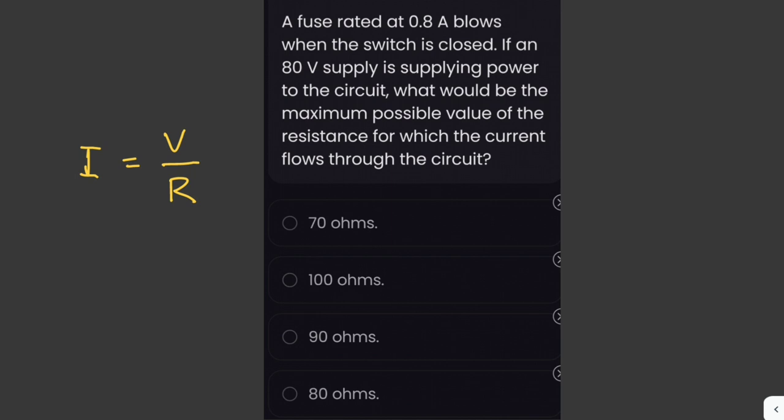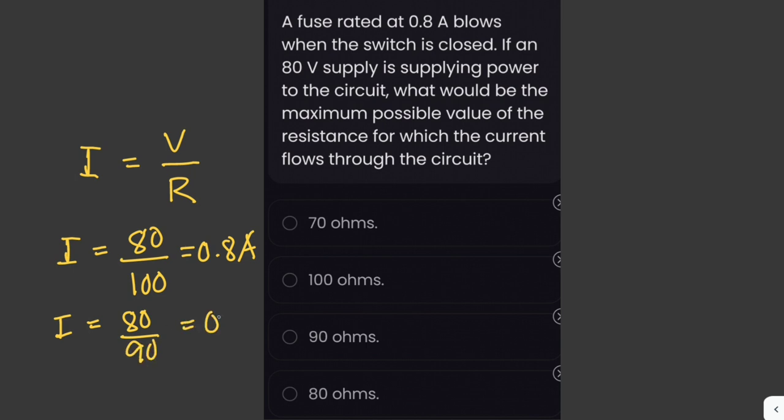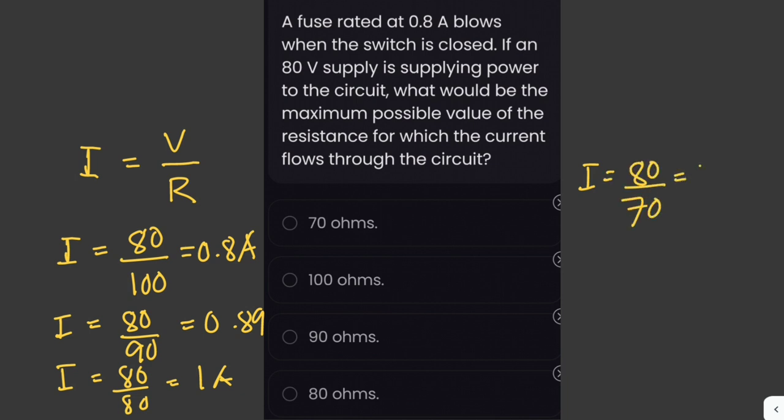Our first option gives current equal to 80 over 100, which is 0.8 ampere, which is the rated current, so the current will flow through the circuit. For the other options, we have 80 over 90, which is 0.89 ampere, then 80 over 80, which gives 1 ampere, and 80 over 70, which is 1.14 ampere, all greater than the rated current.